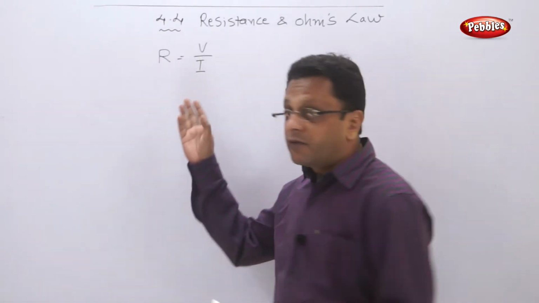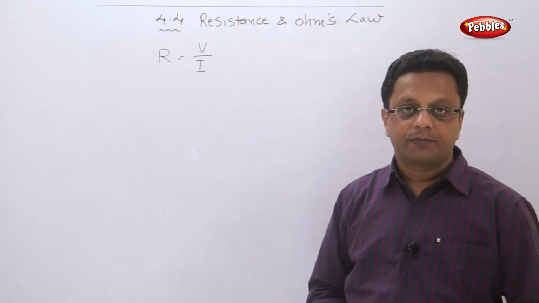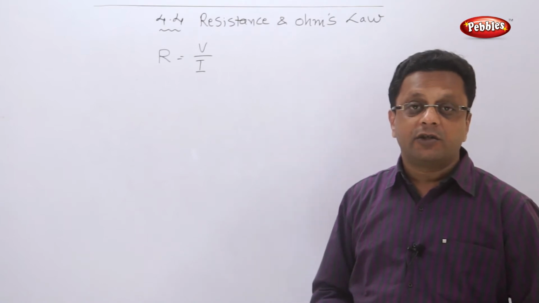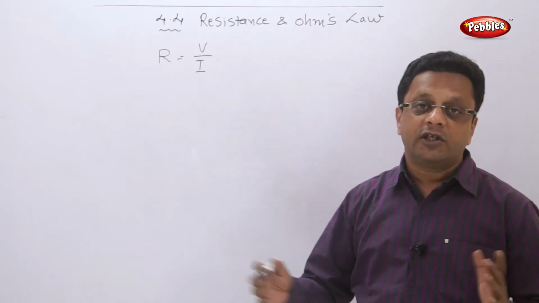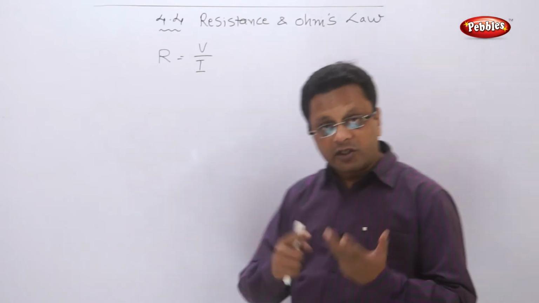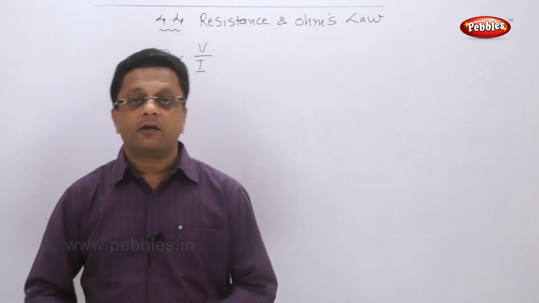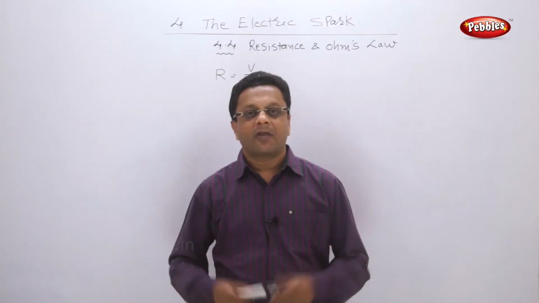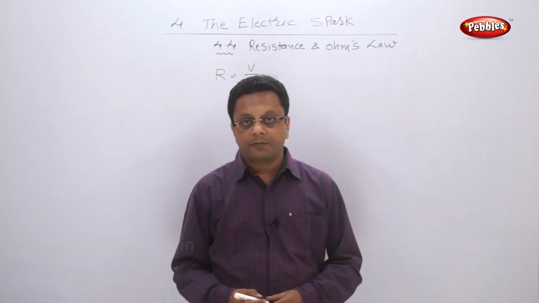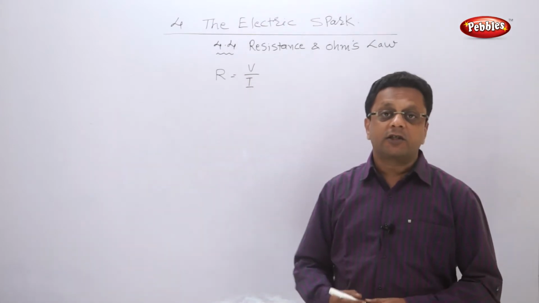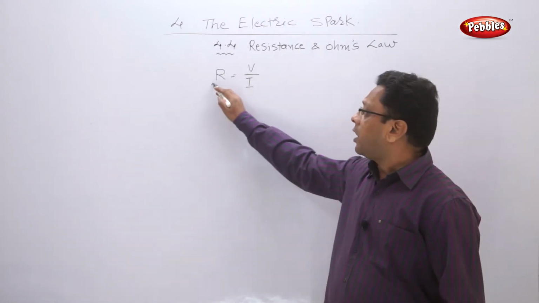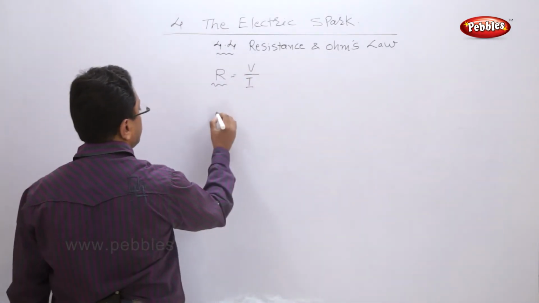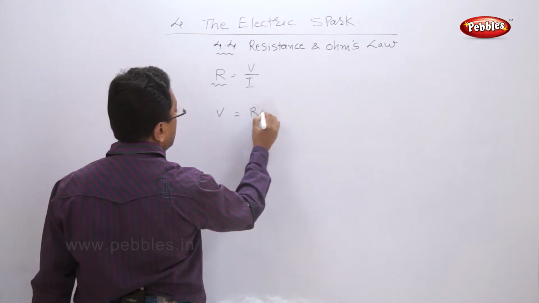Now, there is one condition in Ohm's law. The condition is that the physical condition of the conductor must not change. That means the cross-section area of the conductor, the length of the conductor, the temperature of the conductor and the material should not be changed. And so that is Ohm's law. Because if no other resistance is applied from outside, this R for any material is constant. And so V is equal to R into I.